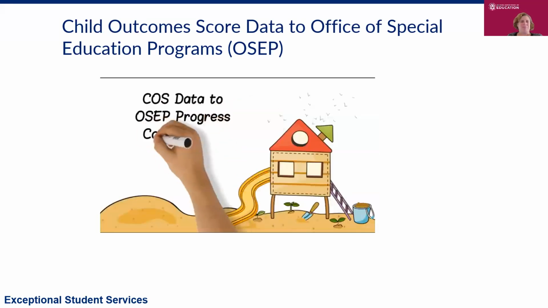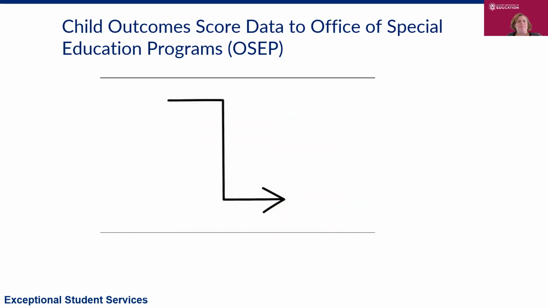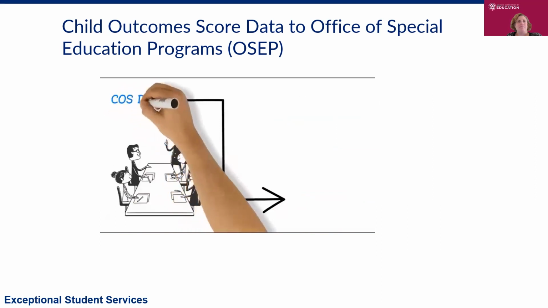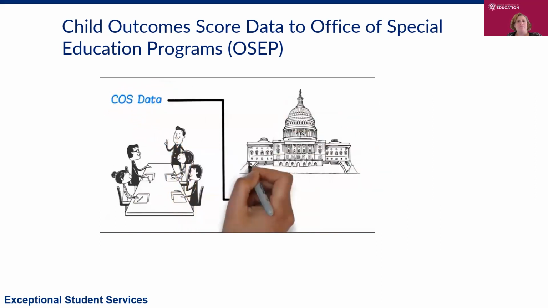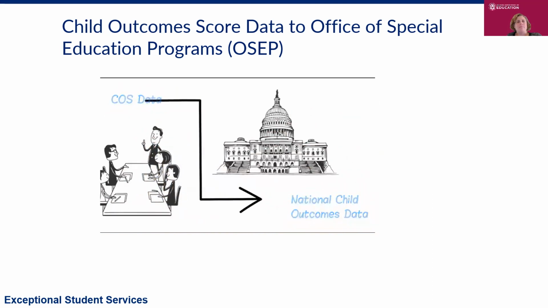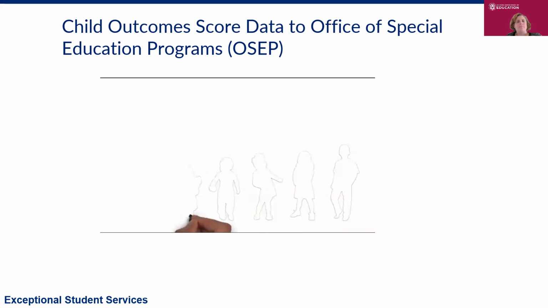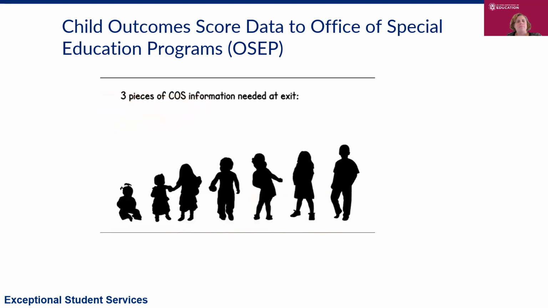COAS data to OSEP progress categories, summary statements. In this presentation, you will learn how the Child Outcome Summary data are transformed into the national data reported by the U.S. Department of Education's Office of Special Education Programs, OSEP. Children exiting from early intervention or early childhood special education should have 3 pieces of child outcome summary information for each of the 3 outcomes. a rating between 1 and 7 at entry, a rating between 1 and 7 at exit, and also at exit, a yes or no answer to the question about whether the child has gained any new skills or behaviors.